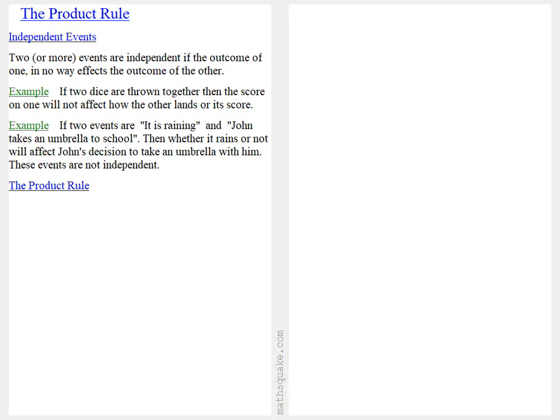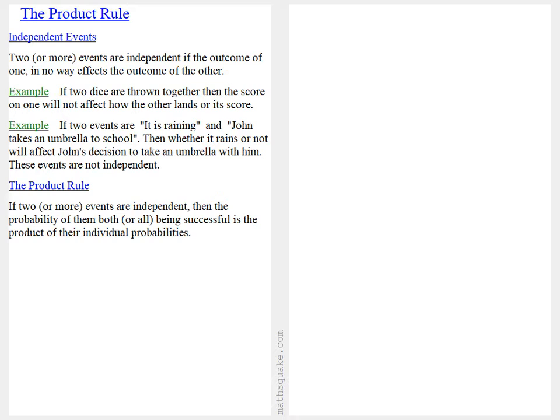Now, this is important for the product rule. If two events are independent, then the probability of them both being successful is the product of their individual probabilities. Now, this can be extended to more than two events. So, what we have is if A and B are independent events, then the probability of A and B both happening is equal to the probability of A times the probability of B.